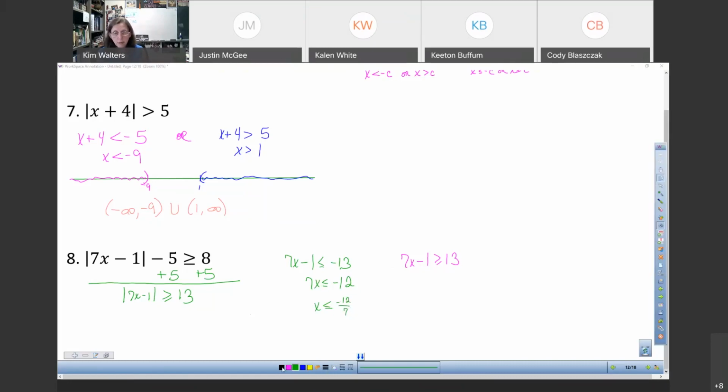Putting this on my number line, negative 12 sevenths is somewhere on this end. Less than or equal to means that I'm going to have my square bracket and I'm going to shade to the left.